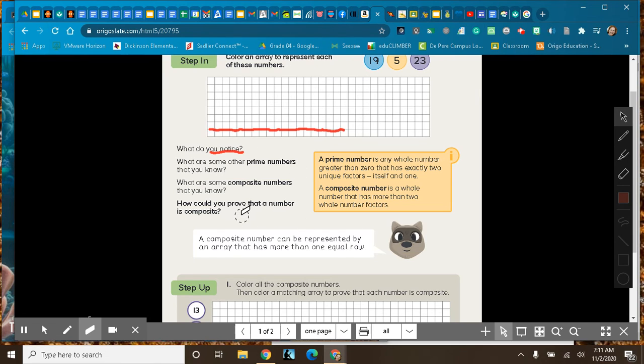So what do you notice? What are some other prime numbers that you know? What are some composite numbers that you know? And how could you prove that a number is composite? Well, a number is composite if you can draw an array that is other than 1 times that number. So a prime number is a whole number greater than 0 that has exactly 2 unique factors, itself and 1. A composite number is a whole number that has more than 2 whole number factors.